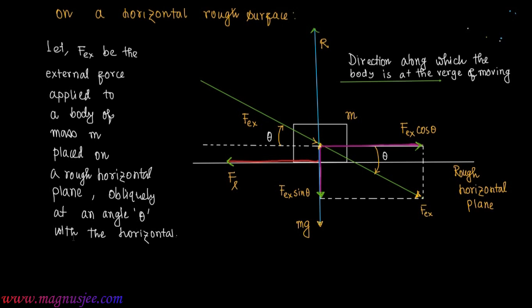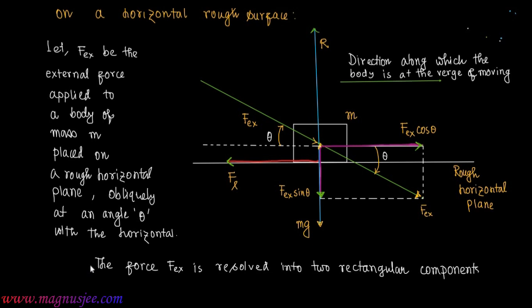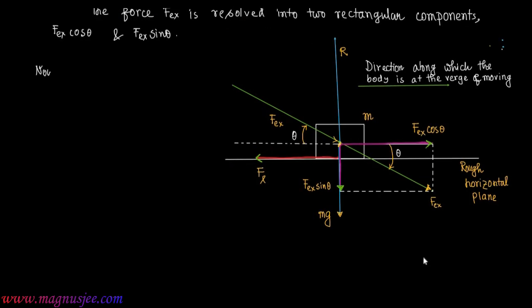The applied external force Fex is resolved into two rectangular components, that is Fex cos theta in horizontal direction and Fex sin theta in vertically downward direction.